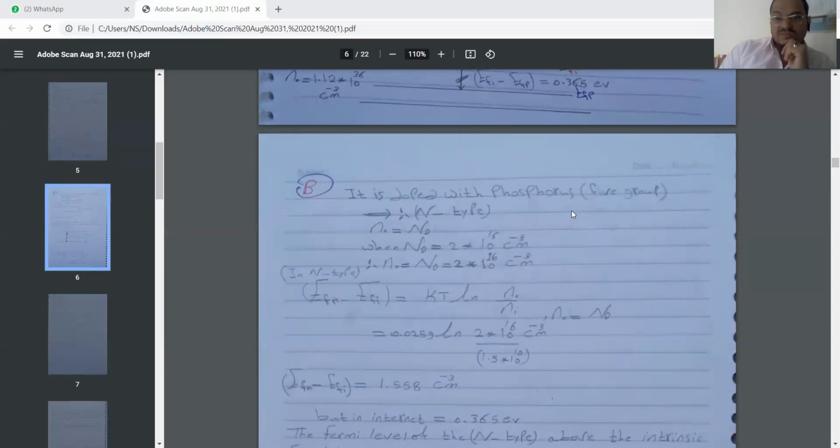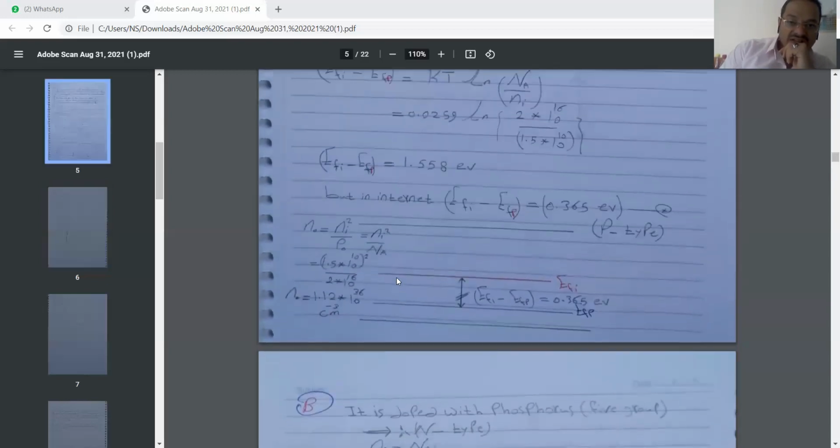When I say phosphorus, that means 5 electrons in the last shell. That means we're dealing with n-type doping. N-type doping means the concentration of electrons equals the donor concentration. That means n naught equals 2 times 10 to the power 16. Now, EFN minus EFI. We must note this is important: EFN minus EFI. Here the situation is different from EFI minus EFP. Why not EFI minus EFN, as in p-type?